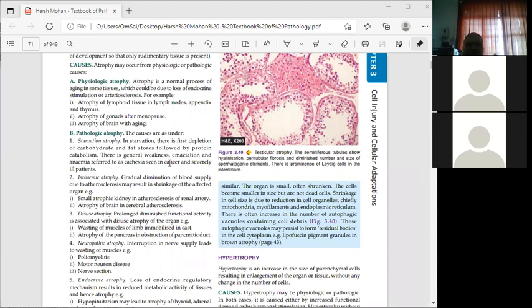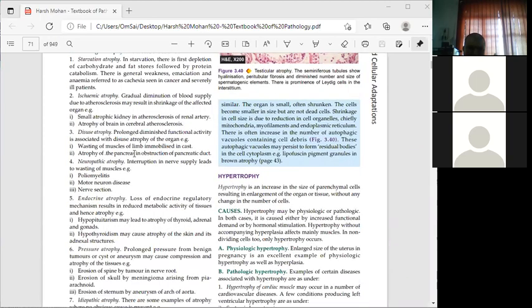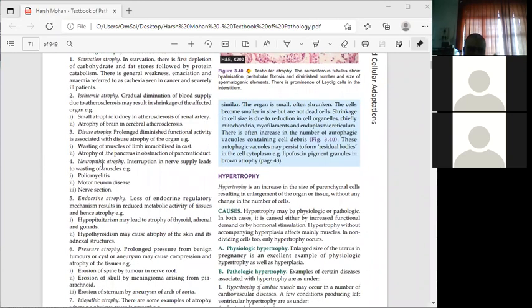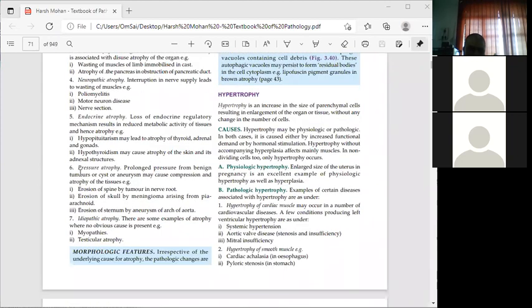And atrophy which occurs under diseased conditions is pathologic atrophy. The causes are as under: first, starvation atrophy; second, ischemic atrophy; third, disuse atrophy; fourth, neuropathic atrophy; fifth, endocrine atrophy; sixth, pressure atrophy; seventh, idiopathic atrophy. These are the various causes.